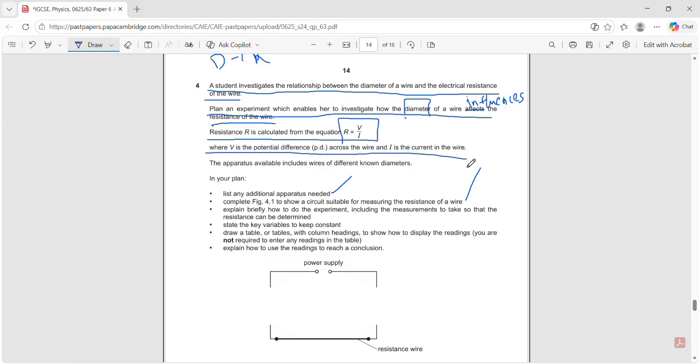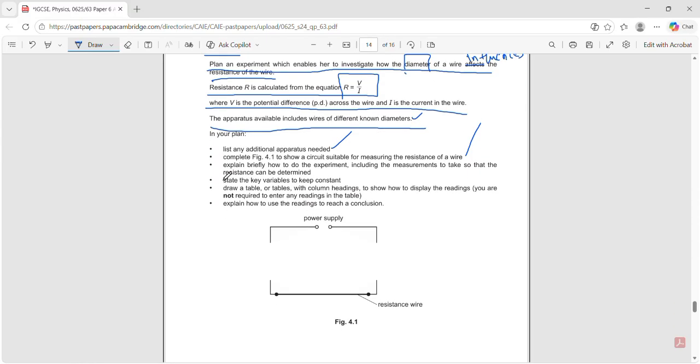The apparatus available includes wires of different known diameters. Okay, so they have given this apparatus of different diameters. In your plan, list any additional apparatus needed. Complete figure 4.1 to show a circuit suitable for measuring the resistance of a wire. Explain briefly how to do the experiment, including the measurements to take so that the resistance can be determined. Constant variables, draw a table, explain how to use it to reach a conclusion. Okay, perfect. List any additional apparatus.